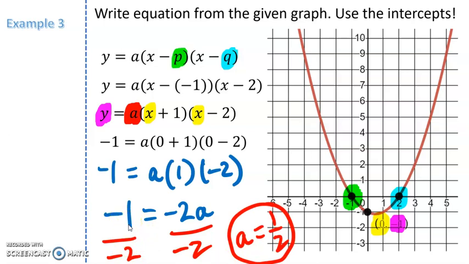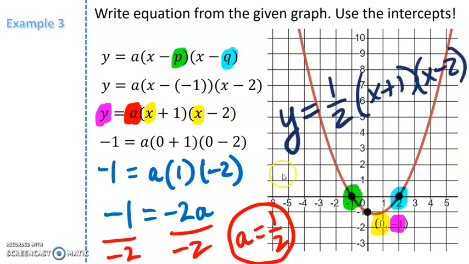Now we can write our equation. We know that the equation is y equals our a value, 1/2, times x plus 1, times x minus 2. This part right here we had already done. And that is the equation of the graph. We just plug in the intercepts, plug in an xy point, solve for a, and then write the equation right here. We already did this a little bit with vertex form, so you should have some familiarity with that. We're doing the same kind of idea, just with intercept form instead of vertex form.